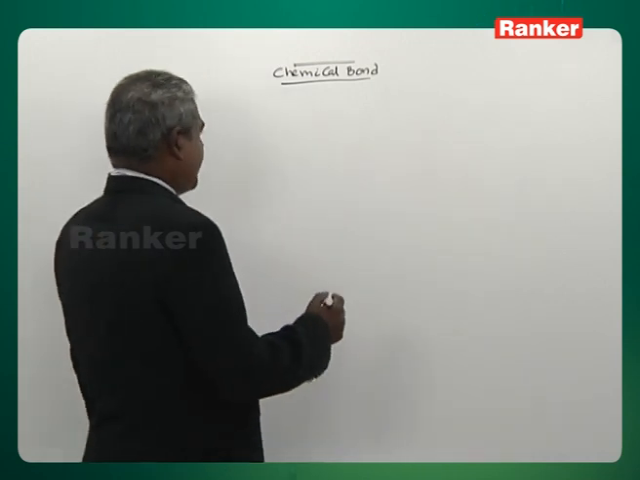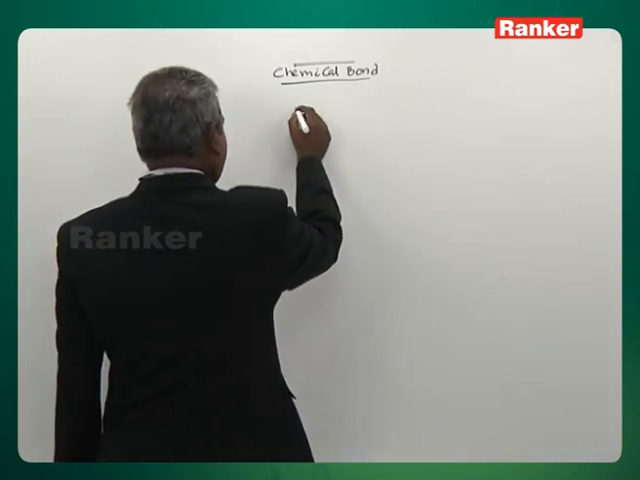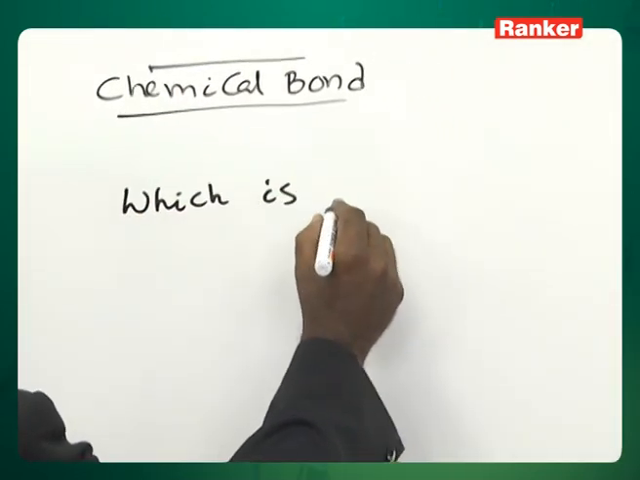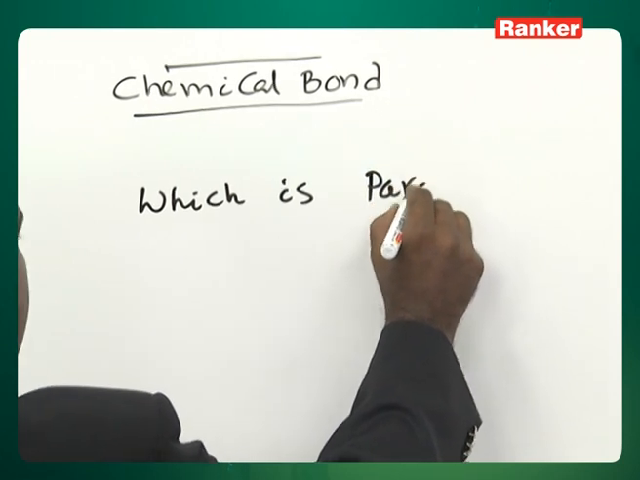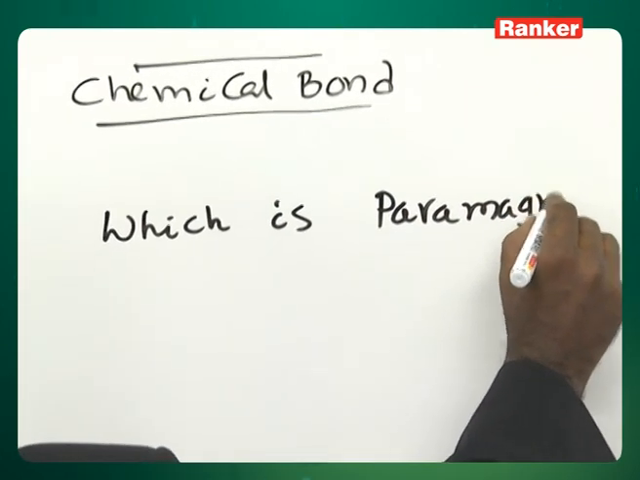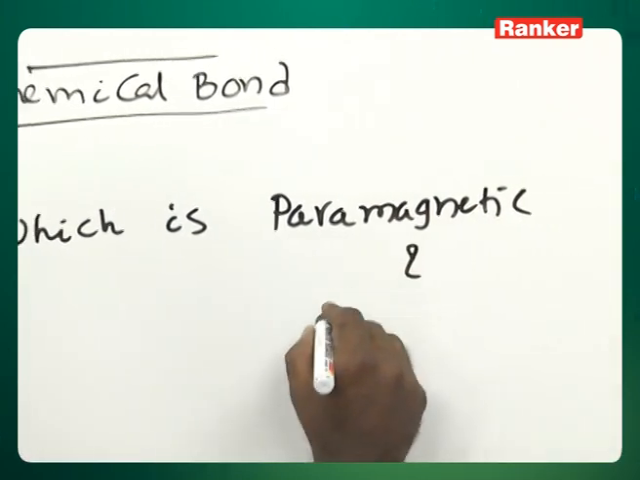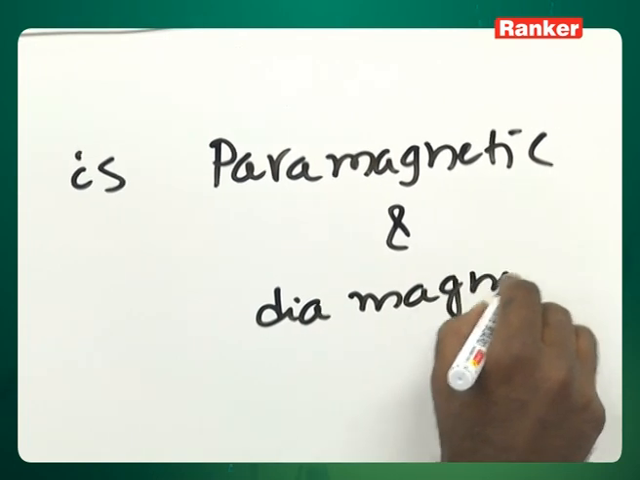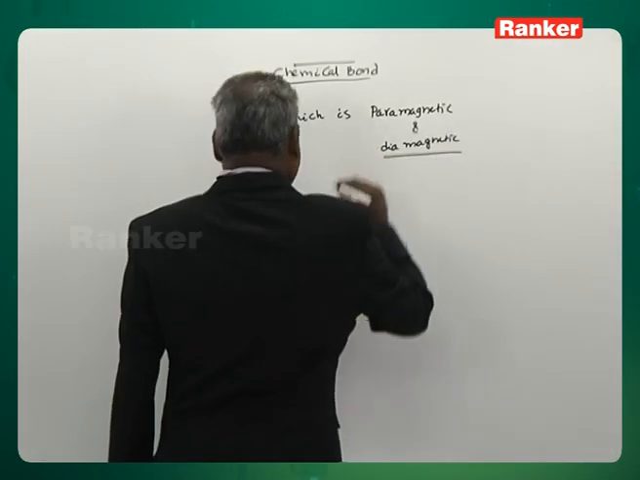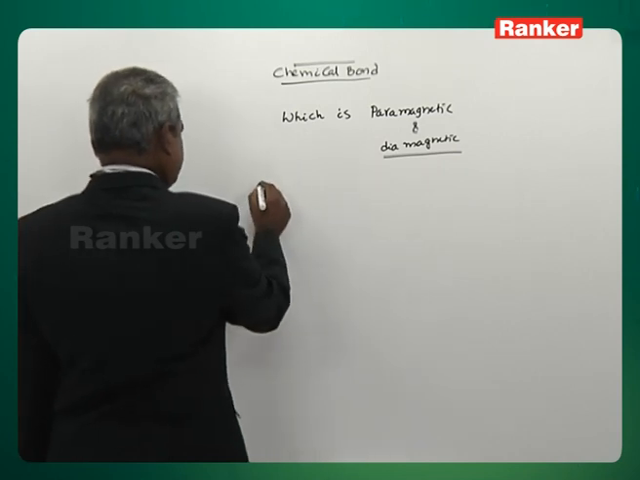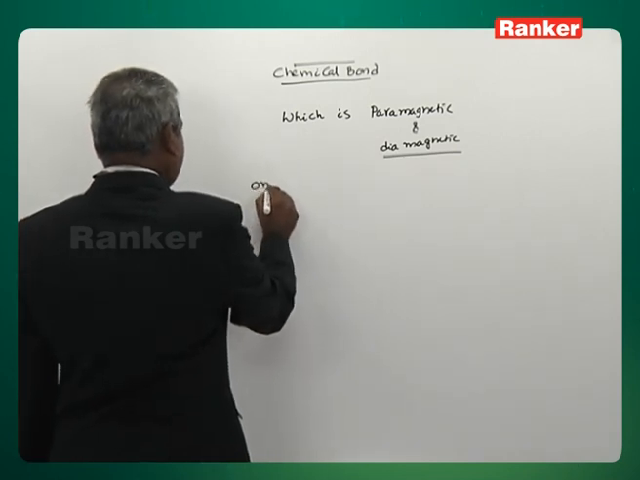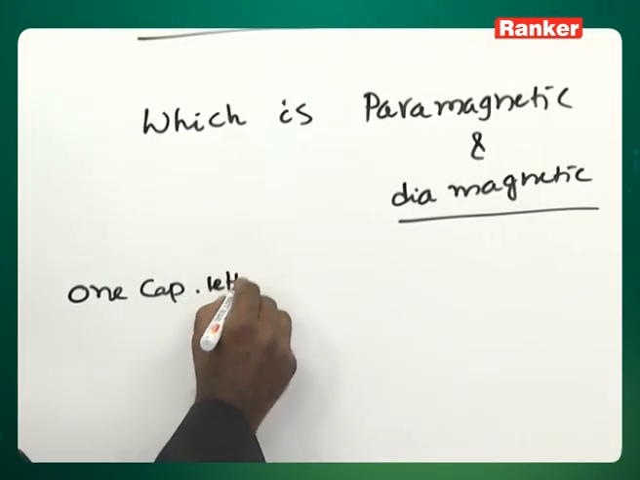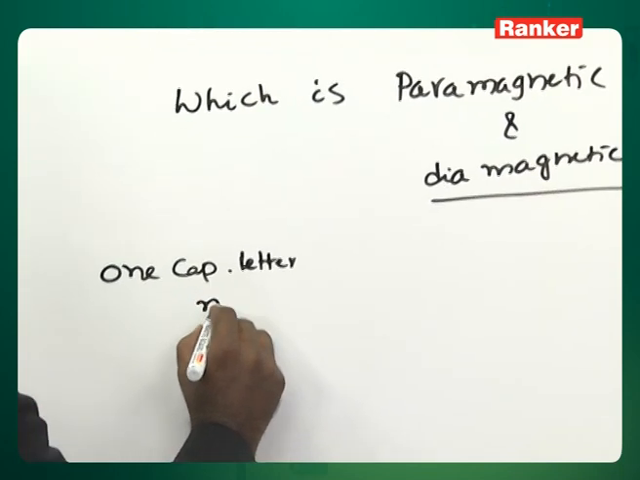Now, without actually writing the molecular orbital configuration, let us see which is para, which is dia, which is paramagnetic, and which is diamagnetic. There is a simple principle in which you have only one capital letter, and no number.